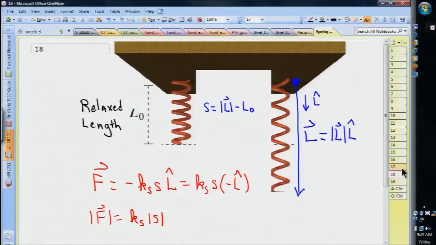Let's check the direction for this case where the spring is stretched, which means S is positive. So the product K sub S times S is also positive. This means the direction of the vector F points in the direction of minus L hat, which is, in fact, the direction that would restore the spring to its relaxed length. So that's right. You can check to see if the spring was compressed instead of stretched, as it is here. The direction of the force would still be toward the bottom of the page, which again would restore the compressed spring to its relaxed length.